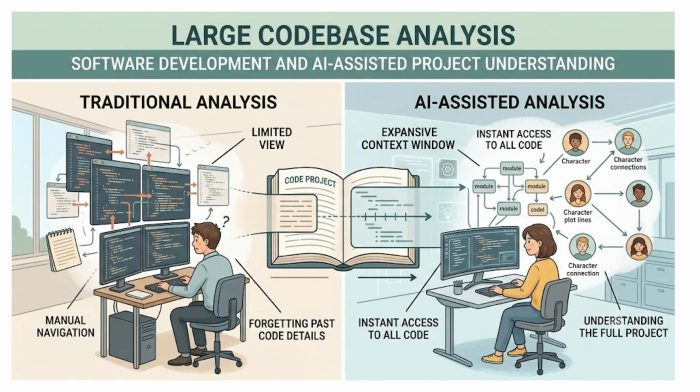A larger context window is especially useful for software development. Instead of looking at one file at a time, the AI can understand multiple files and how they work together. This helps with debugging, explaining complex code, and understanding large code bases more efficiently. The more project context the AI can see, the better its suggestions become.